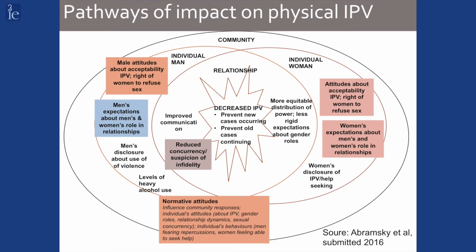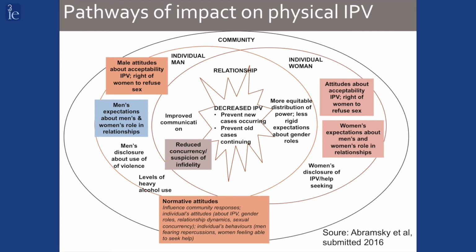On the male side, the things that came up as being important is males' attitudes towards the acceptability of violence, and again, the right for women to refuse sex, men's expectations about gender roles and relationships, and the issue of suspicion of infidelity. So that came out as very, very strong, that men who were very suspicious about their partner and that she might be having other partners, that was an important contributory factor to violence that the intervention tackled.